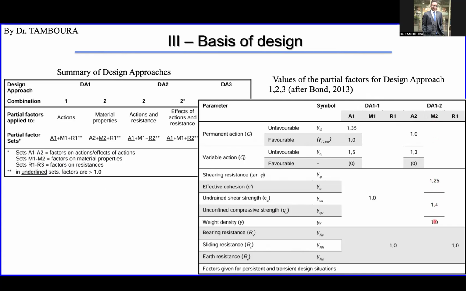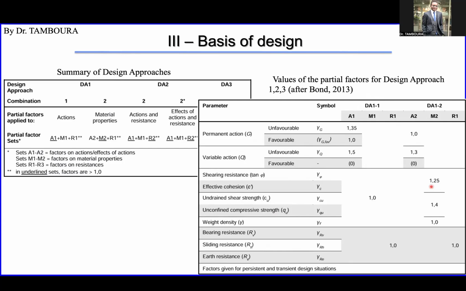M2 has different values, but for M1, all the material property factors are 1. It means not applying at all. There is no safety at all. There is no margin at all. But here you have this margin for shear resistance, the tangent actually, and for effective cohesion, 1.25.